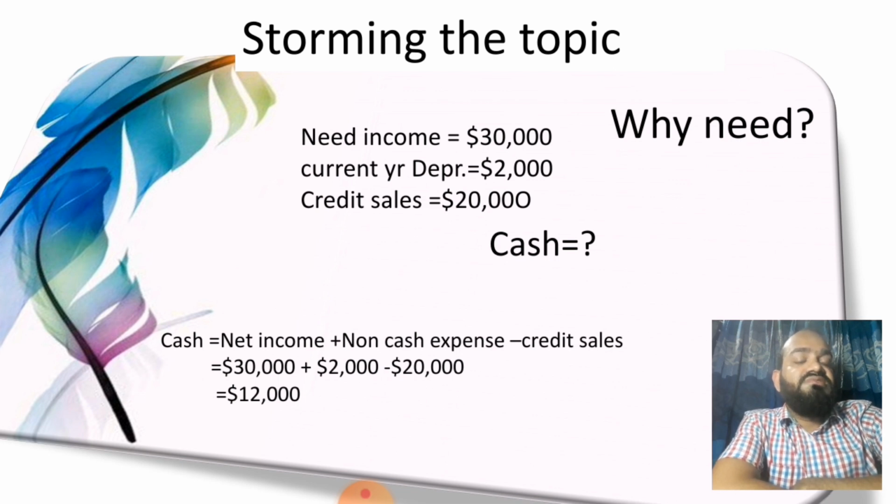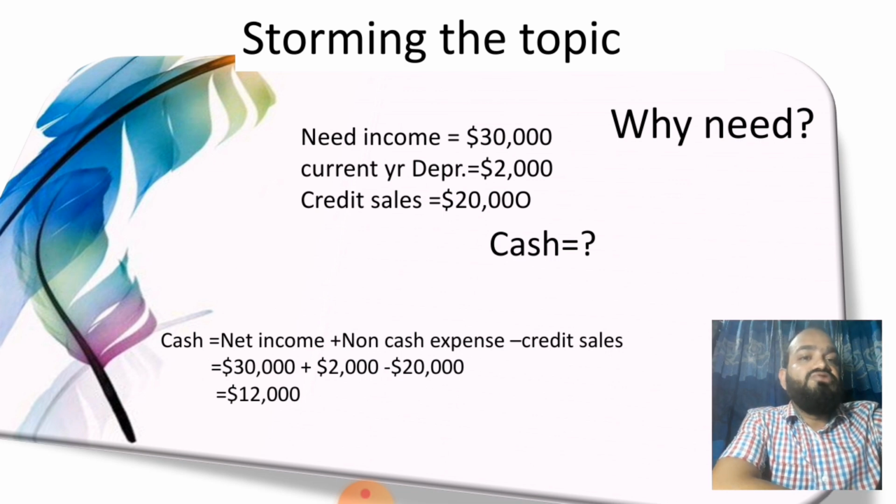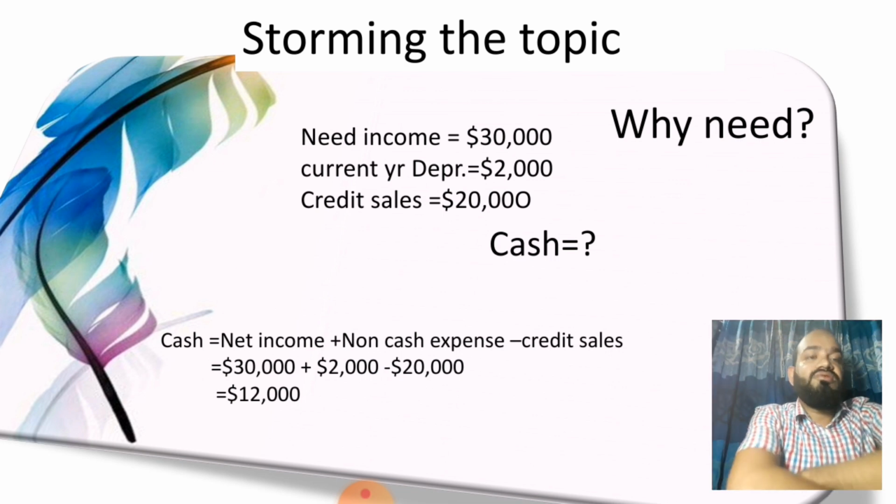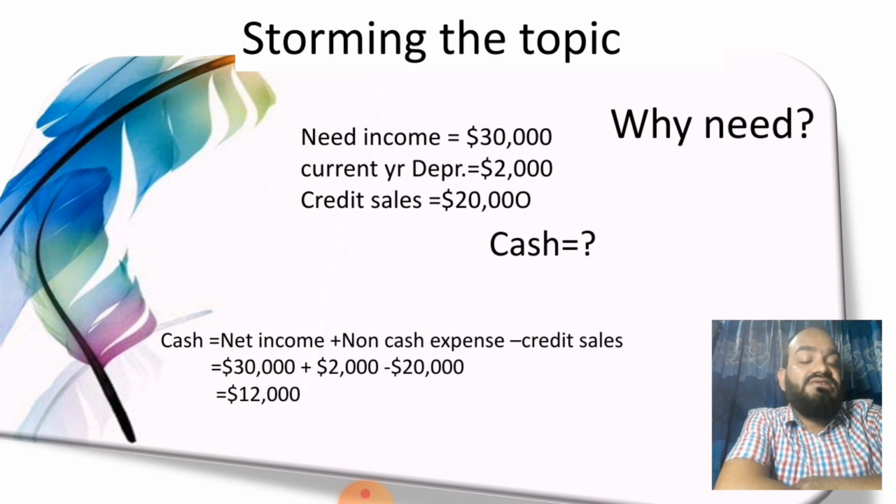So it's not possible for a company to buy a machine with this amount that shows net income 30,000. So I hope you have understood why a company needs to prepare cash flow statement. And it is said that cash is the blood of a company. If a company takes an initiative, then it must know what is the amount of cash available in the company's bank account.